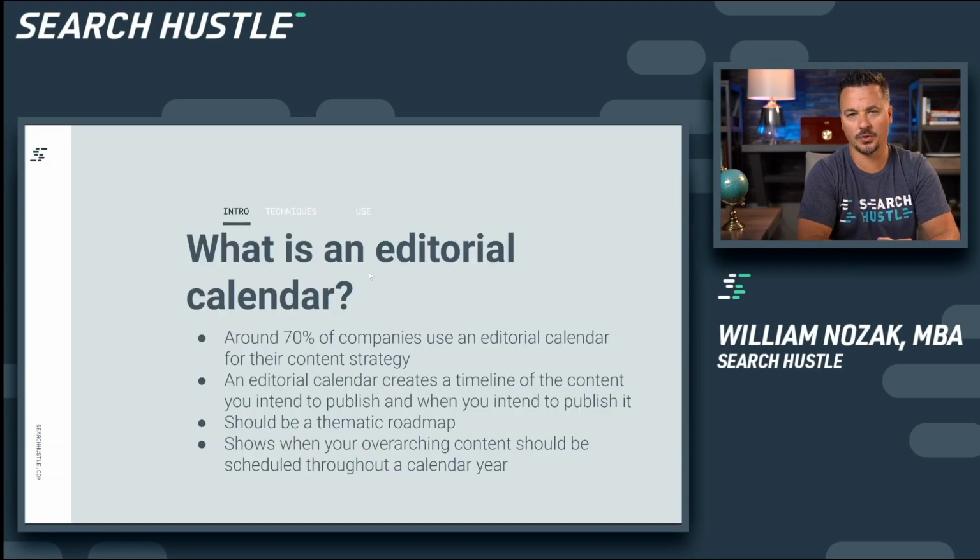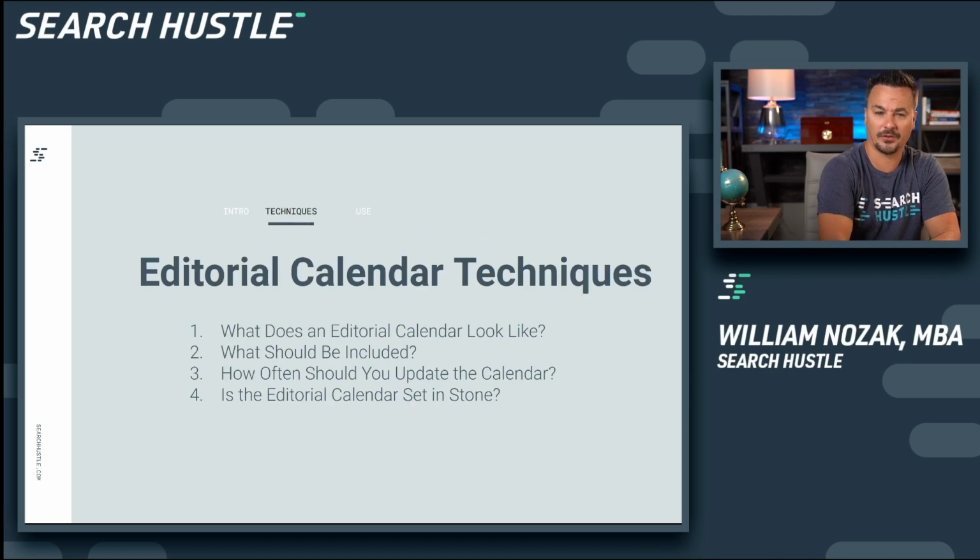What is an editorial calendar? Around 70% of companies use an editorial calendar for their content strategy. An editorial calendar creates a timeline of the content you intend to publish and when you intend to publish it. It should be a thematic roadmap that shows when your overarching content should be scheduled throughout a calendar year.